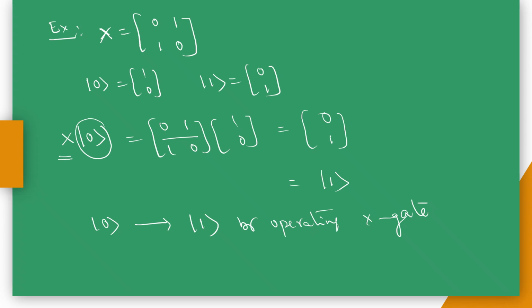Similarly, quantum gate operations can be understood visually as rotations on the Bloch sphere. So this is the speciality of the Bloch sphere in quantum computing.